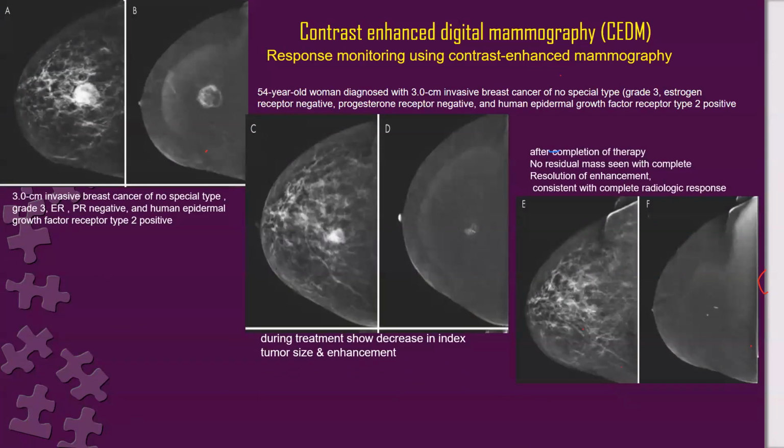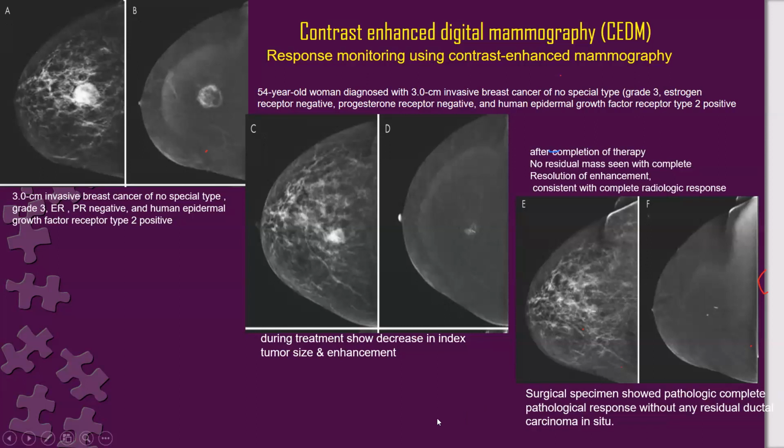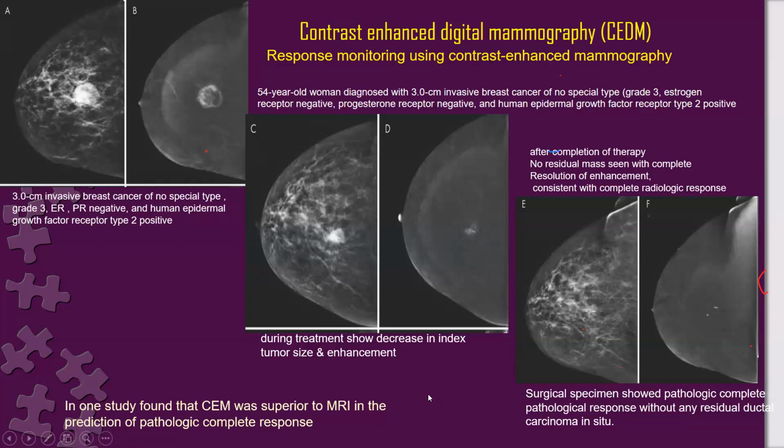Right. This 3-centimeter invasive cancer. Okay. This is during the mid cycles or the mid treatment. Okay. Demonstrates significant improvement, and this is after completion, demonstrating almost complete disappearance, and this represents complete radiological response, which was proven to be complete pathological response in post-surgical specimens.